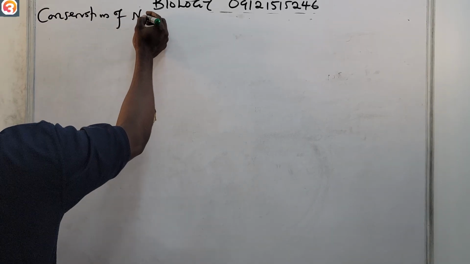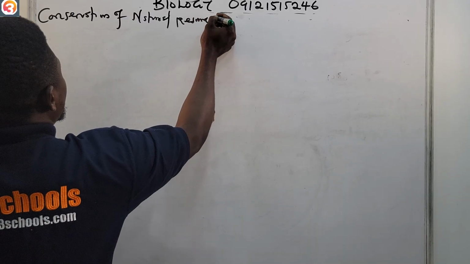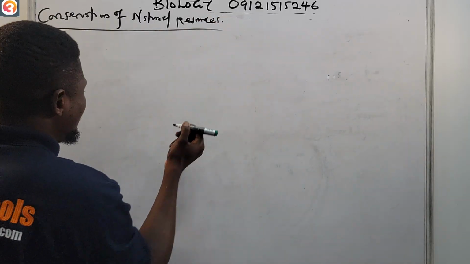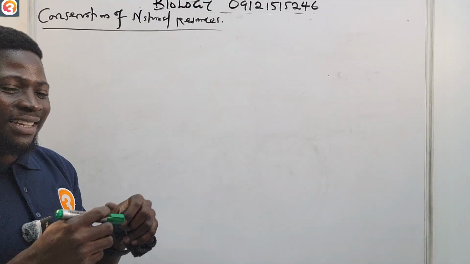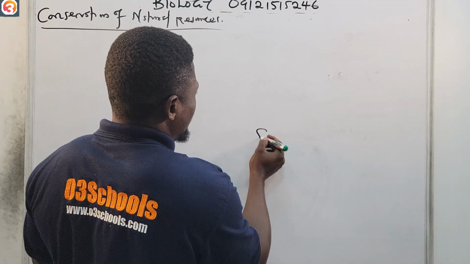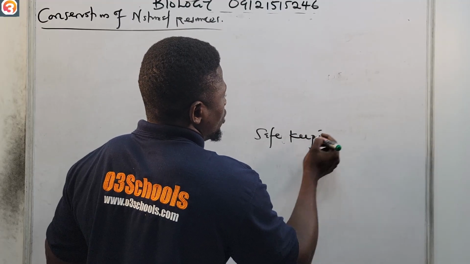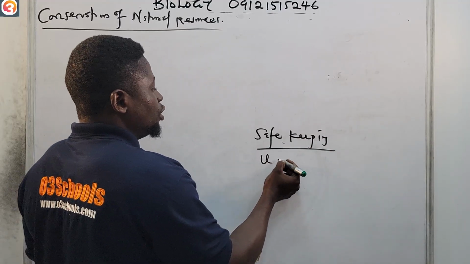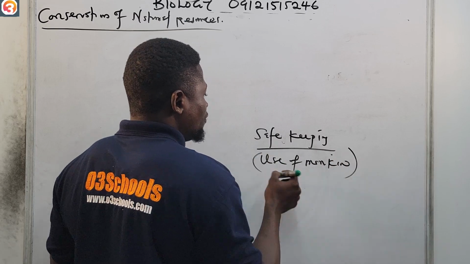Conservation of natural resources. It involves what? Safekeeping of natural resources. Safekeeping of what? Natural resources for the use of mankind. All right, for the use of mankind.